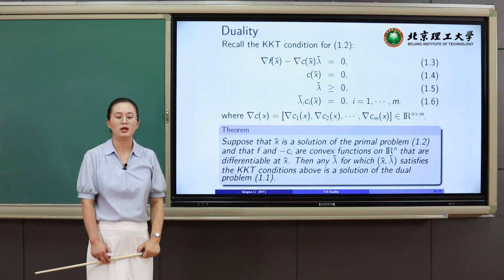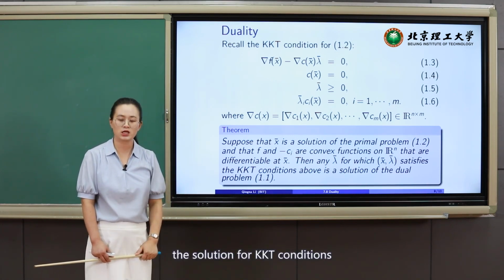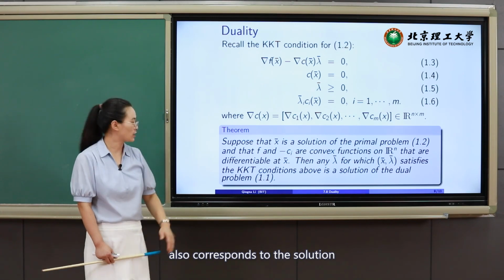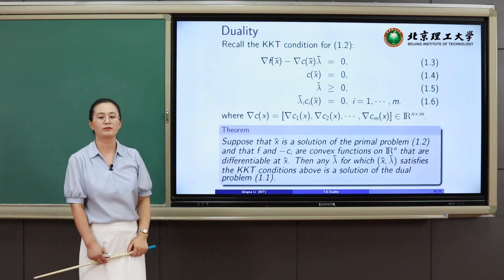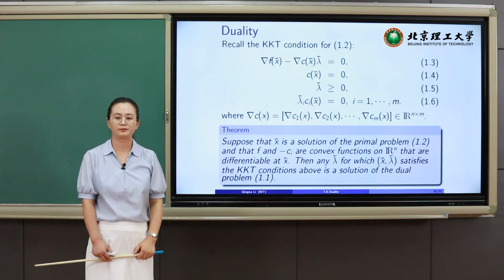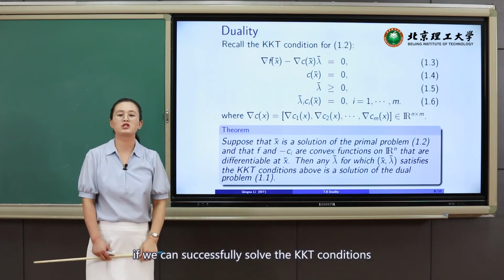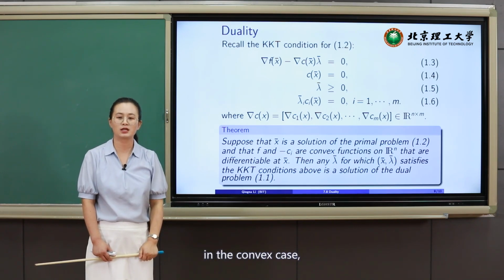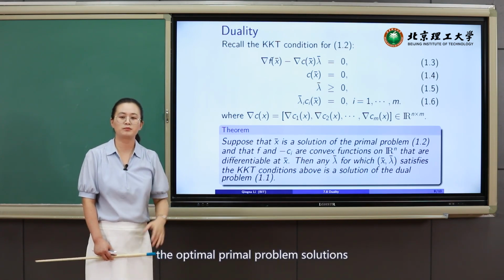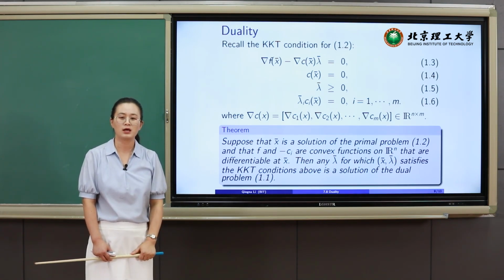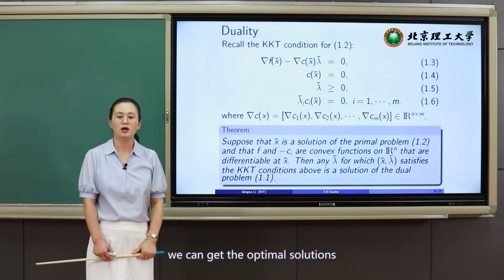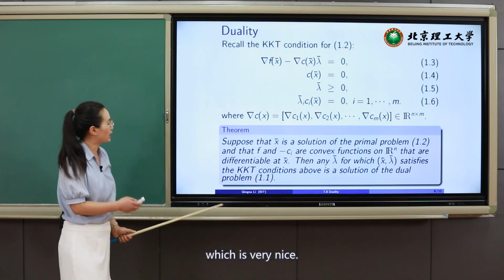In other words, at an optimal solution x star of the primal problem, the solution for KKT conditions also corresponds to the solution of the dual problem. Okay? So in other words, if we can successfully solve the KKT conditions in the convex case, then we can get the optimal primal problem solutions on one hand, and meanwhile, we can get the optimal solutions for the dual problem, which is very nice.